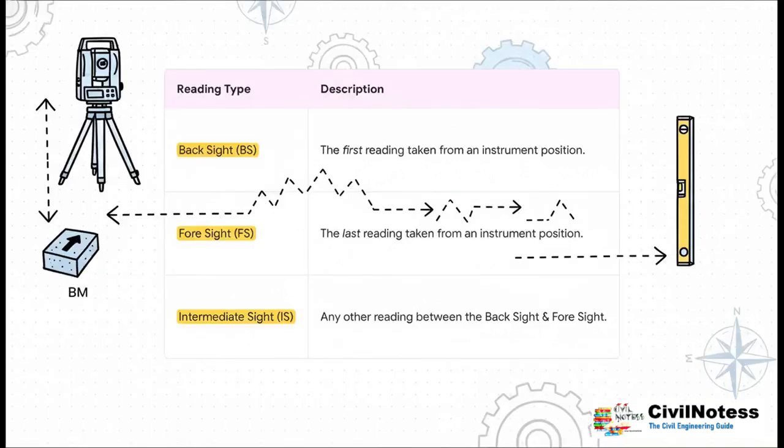So when you're out there, you're going to be taking three main types of readings. First is your back sight, or BS. This is always your first measurement from a new instrument setup. And, this is critical, it has to be on a point you already know the elevation of, like a benchmark. Then, your foresight, or FS, is the very last reading you take before you pack up and move the instrument. And all the other readings you take in between, those are your intermediate sights, or IS. They're what you use to map out all the points in the middle.